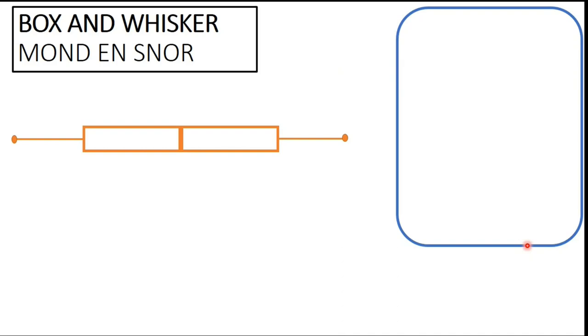Then guys, a guaranteed question. There is going to be a box and whiskers. I've got these strange names for these things, Morton Snore in Afrikaans, box and whiskers. There's going to be a question like that. Either they're going to ask you to sketch one and then write all the labels that go with it, or they might give you one and then ask you questions on that.